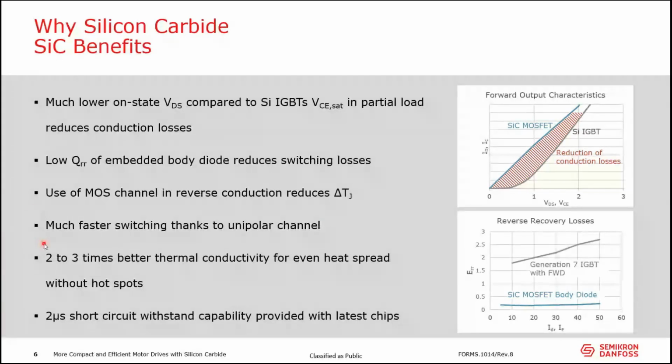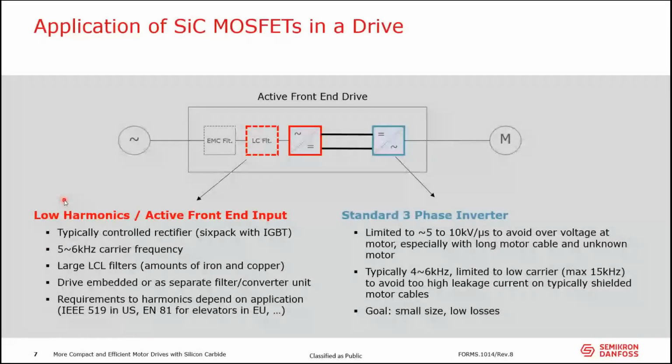If you look at it all together and think where we can use it in a drive, then really some benefits come out of here. So what is the application in a drive? Typically, it's on the front end, if we have active front end drives. Normally, the standard drives like they are today, most of them use a 6-pack with IGBTs and a very low carrier frequency, 5 or 6 kilohertz.